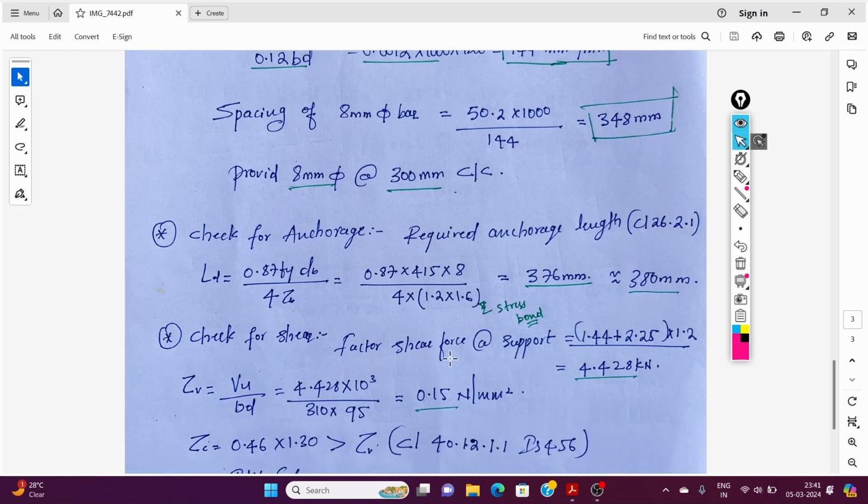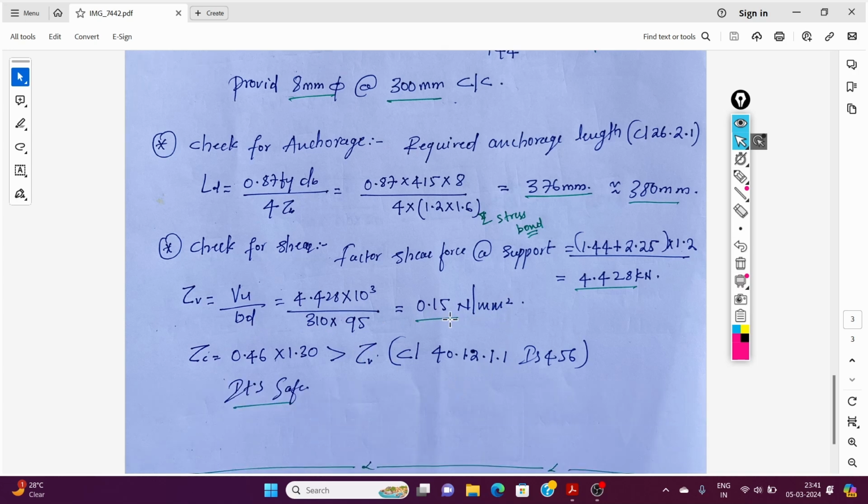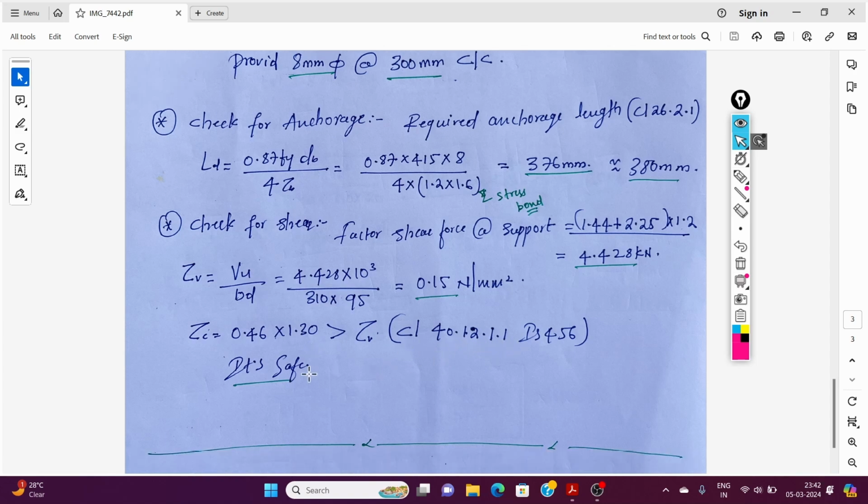Now check for shear force at support. For shear force at support, this is 1.44 plus 2.25 into 1.2, we'll get 4.428 kilonewton. Tau v is equal to Vu by bd, we'll get 0.15 Newton per mm square. Now for tau c, the value is greater than tau v, so there is no need for shear reinforcement according to clause number 40.1.2.1. So it is safe in shear.